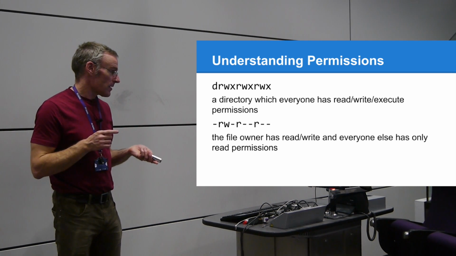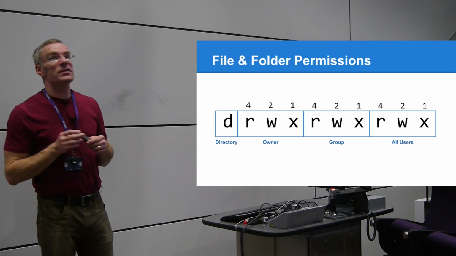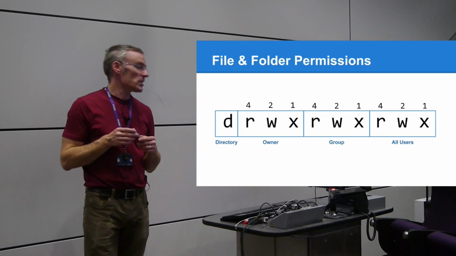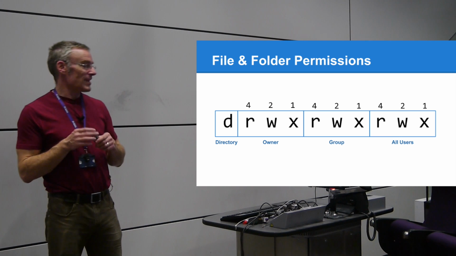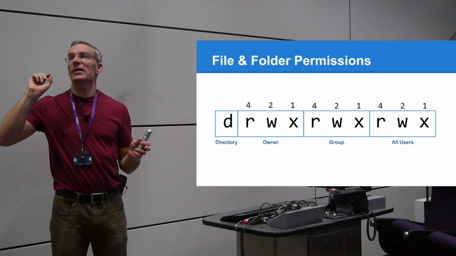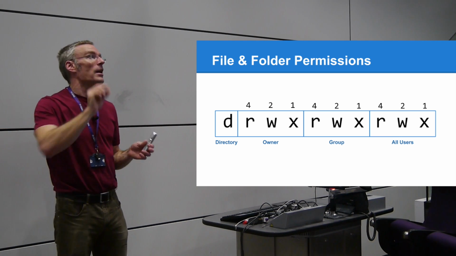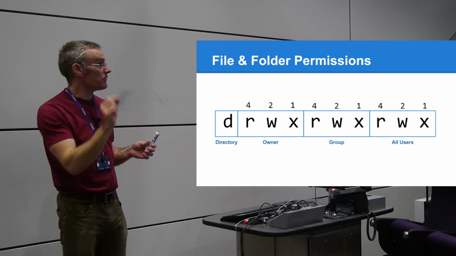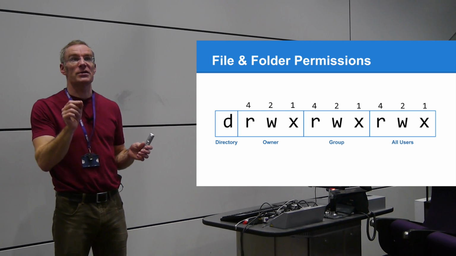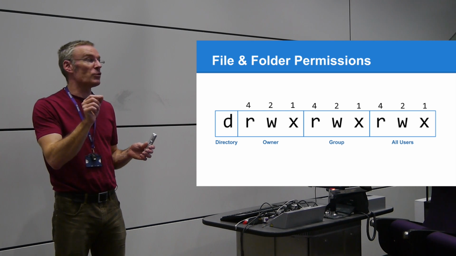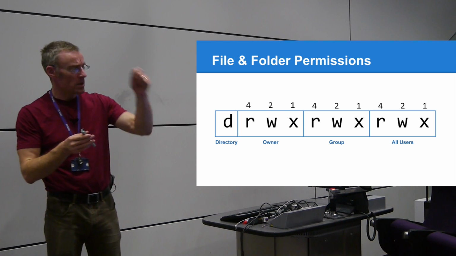Now, this is the secret slide. This is the one that hopefully makes things clear. There's 10 characters. The first character is always either a dash or a D. If it's a dash, it's a file. If it's a D, it's a directory. We don't have folders on Linux, they're directories. If you talk about folders, you get a rule around the ear, and you're told to call them directories.